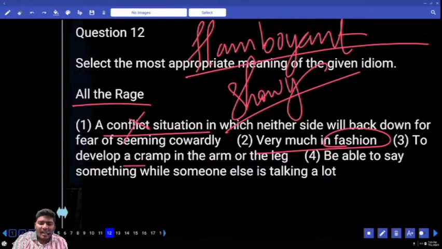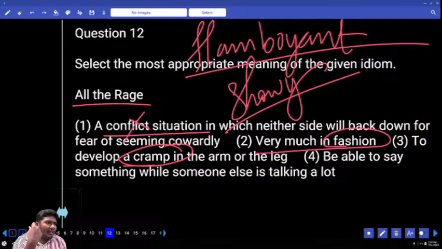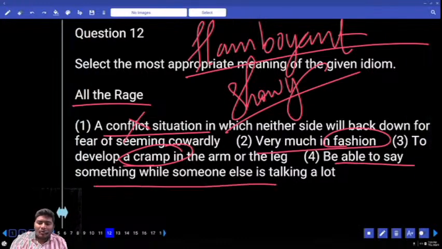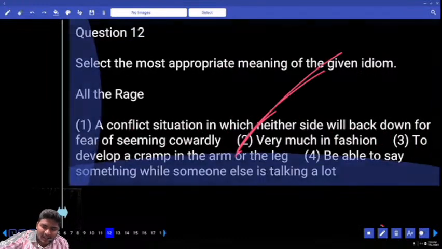To develop a cramp in the arm. Do you know cramps? One may cramp. It is just like breaking your hand, or you know, like muscle cramps. You know muscle cramps? What do you mean muscle cramps? What do we say in Telugu? We say it as sprain, or muscle cramps. Be able to say something while someone is talking a lot, not even possible. Only fashion, what talks about fashion, that is the second one.